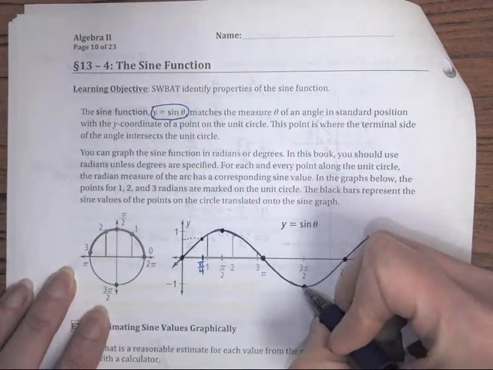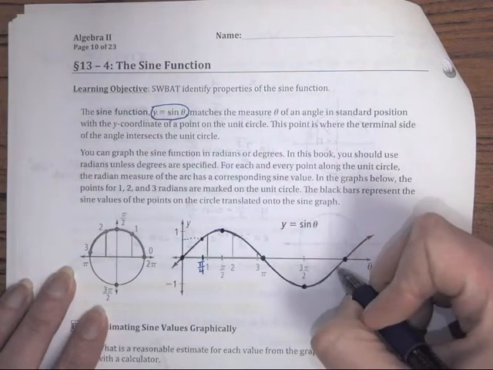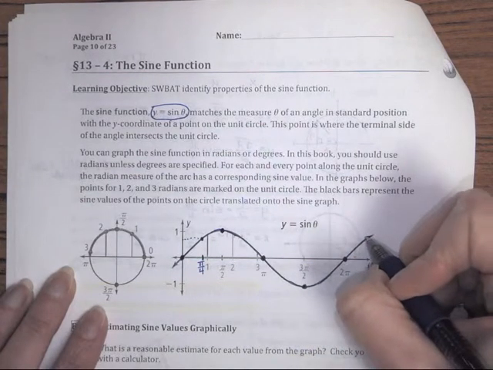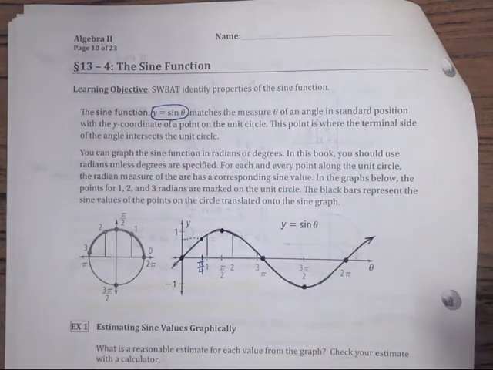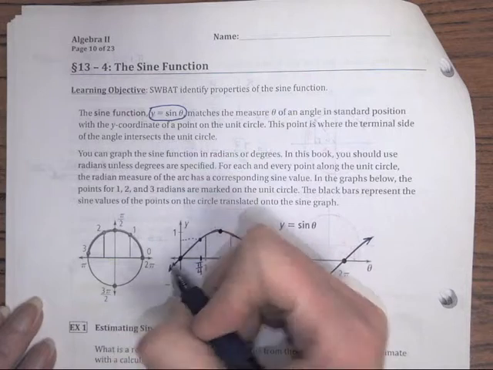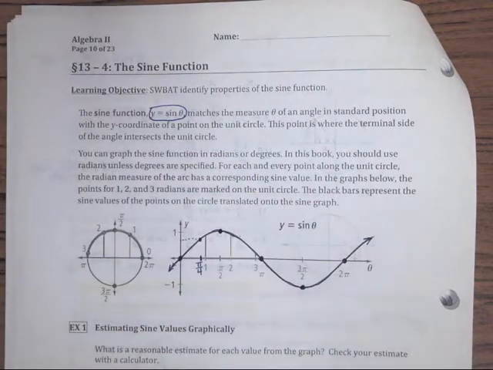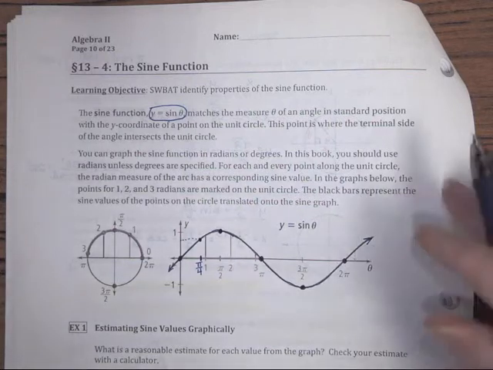And all of those y values all the way around your unit circle is where these values come from. And this pattern continues infinitely both to the left and to the right. There are a couple of things. We'll talk about it all in good time.